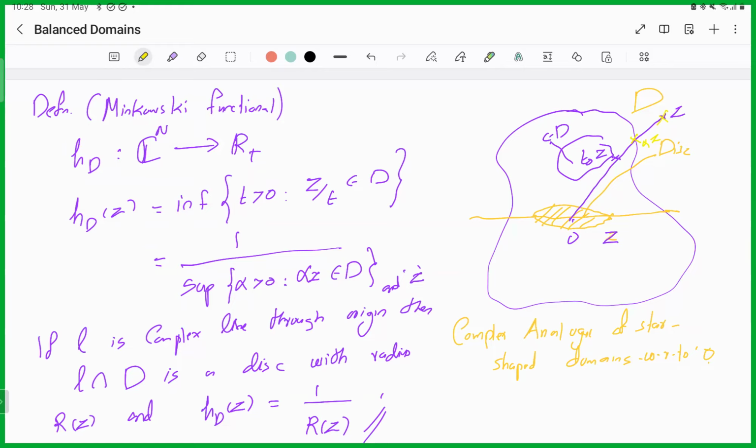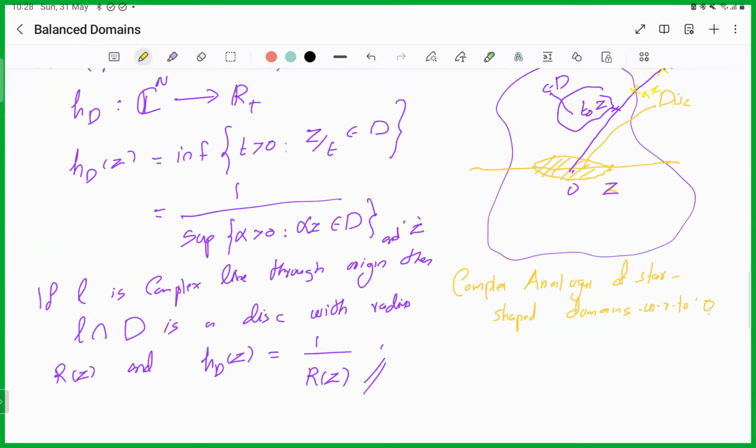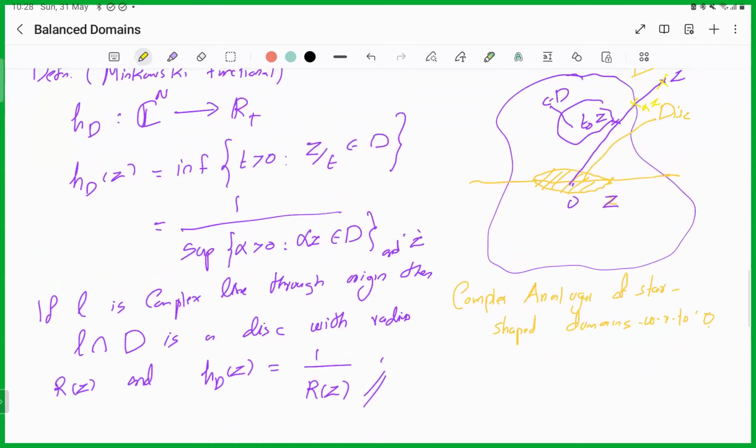I think as we go to the properties of balanced domains. Will this supremum be attained? Will there exist some alpha for which this will happen? I'm asking whether this supremum will be attained inside the domain only, or we need more conditions.